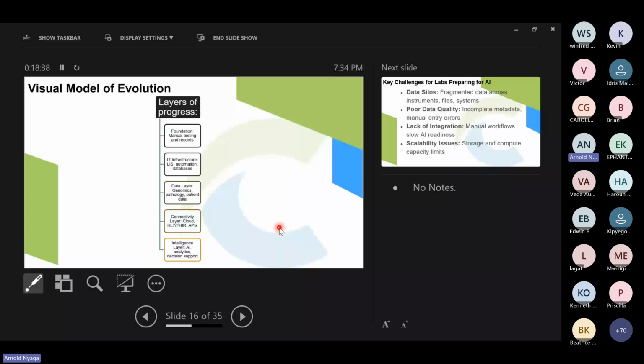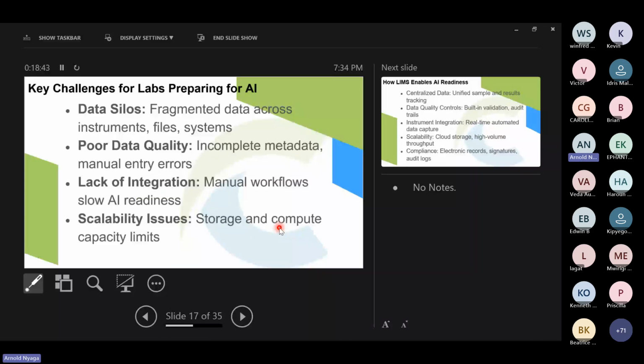Now, the key challenges we are currently facing as laboratories. The key challenges we are facing as medical laboratories, especially in Kenya, is we are having a lot of what we call data silos. There is a lot of fragmentation of data. Maybe we are putting it in files. We've not completely transitioned to digital systems.